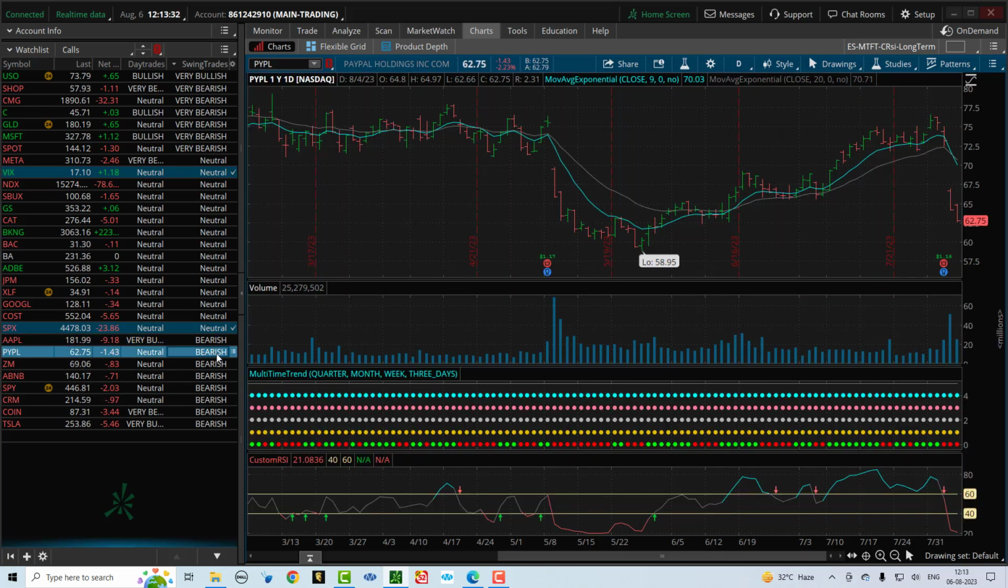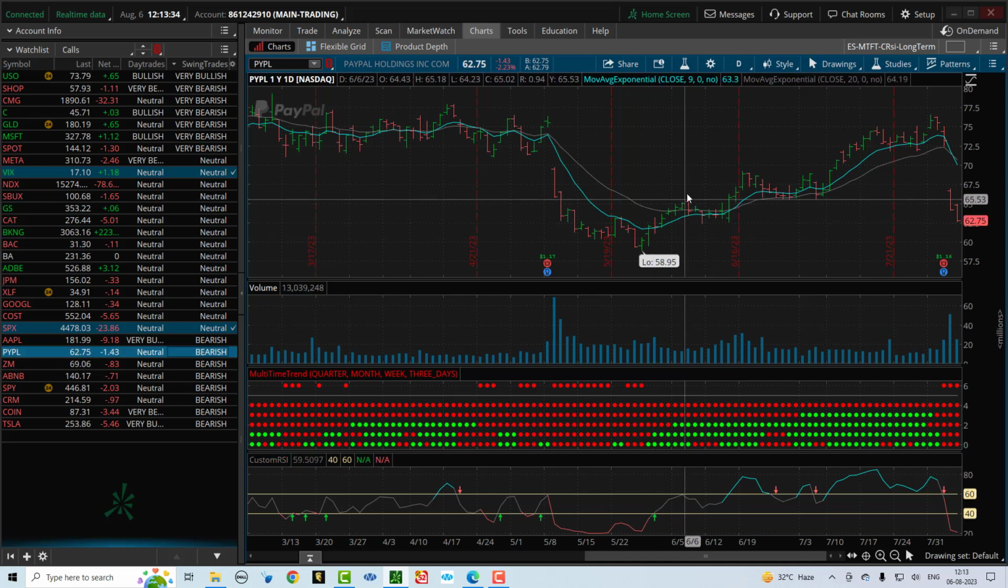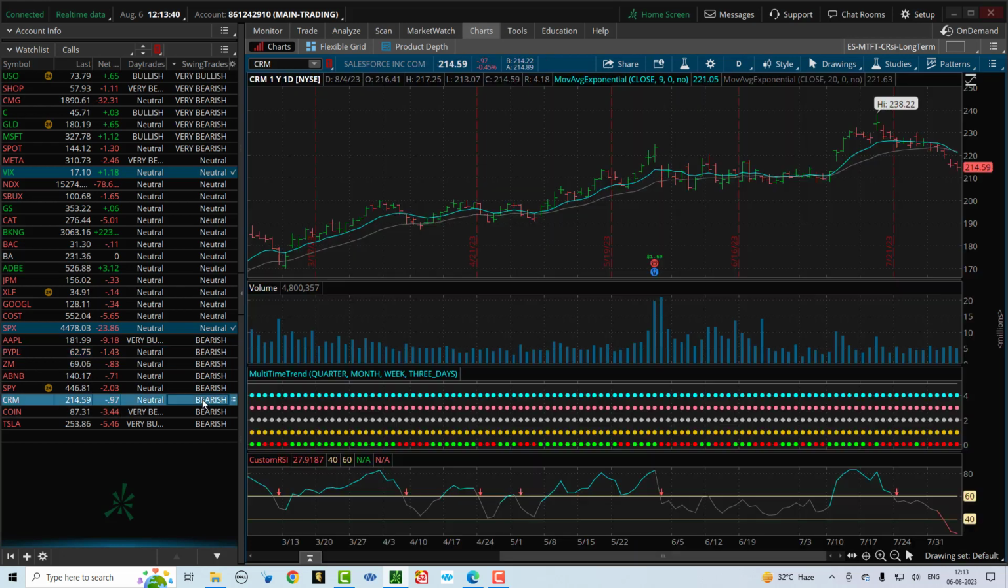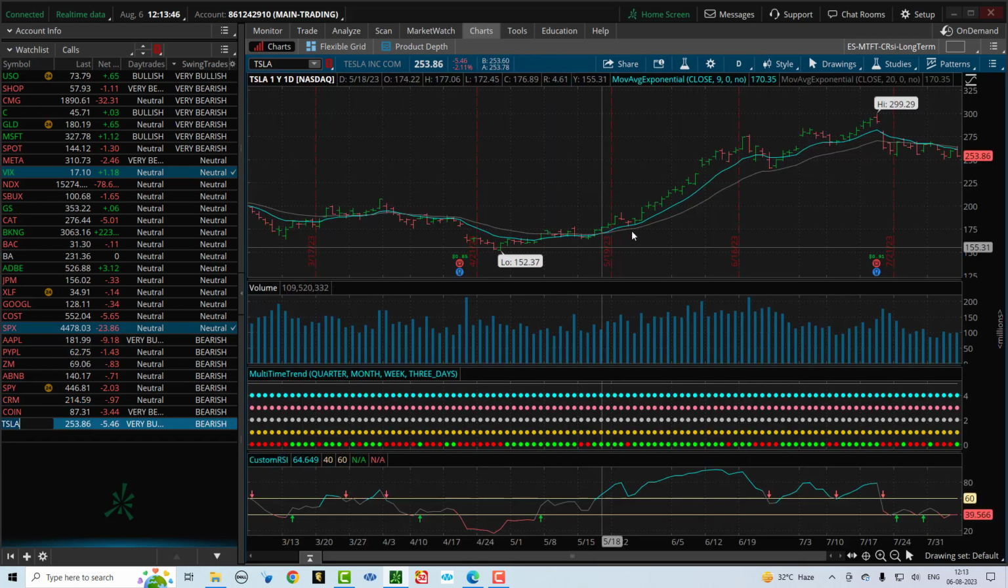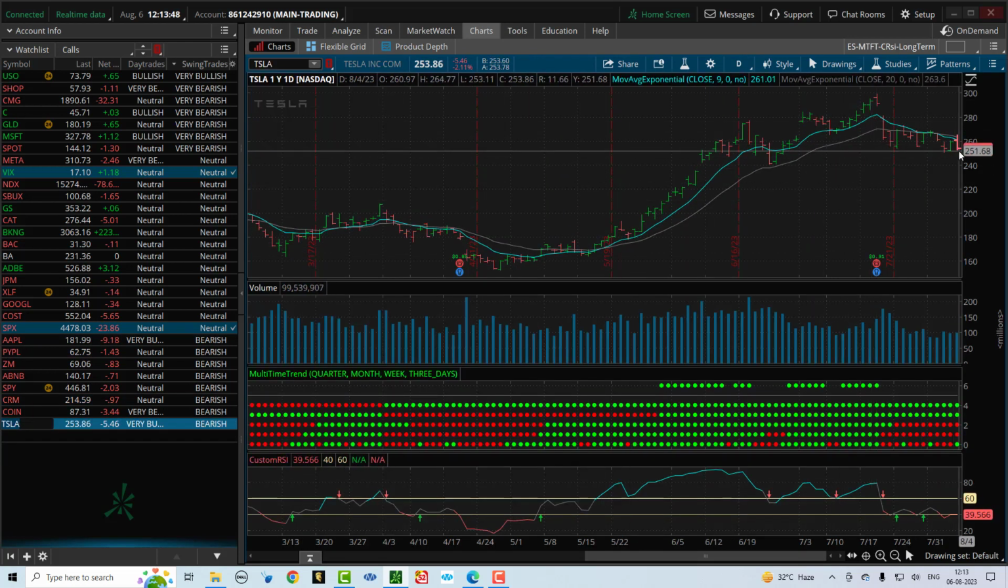Let's take another couple of examples. PayPal, clearly it's bearish after the earnings report over there. And let's take a look at CRM. CRM has also been bearish over the last couple of weeks or so. Let's take a look at Tesla, and it's been bearish. So you want to wait for some of these to turn around, because the market in general right now today at least is in a bullish sentiment. So you want to trade bullish trades.